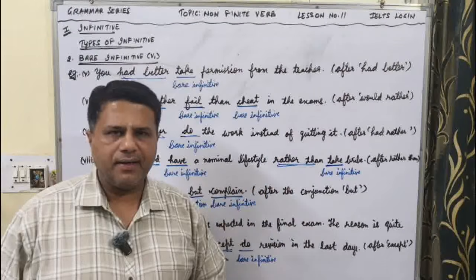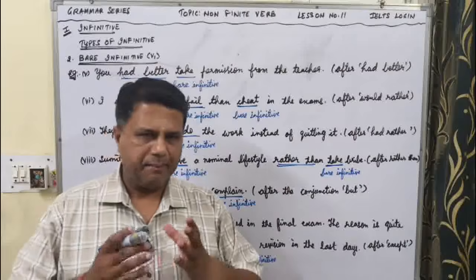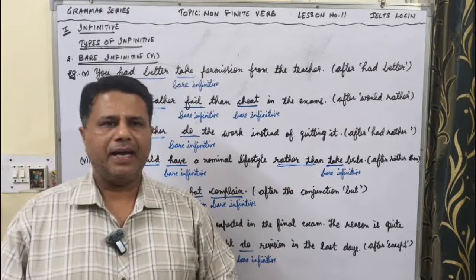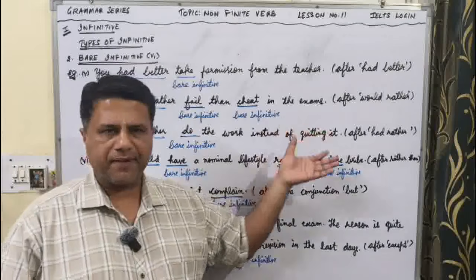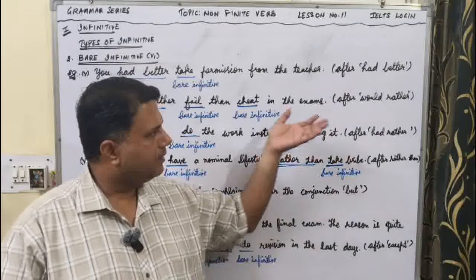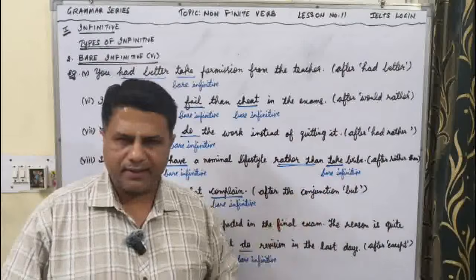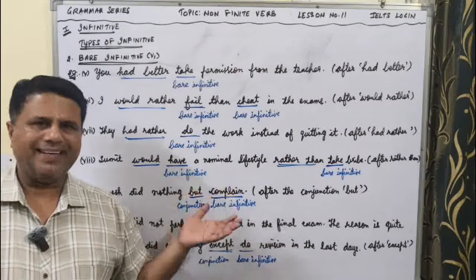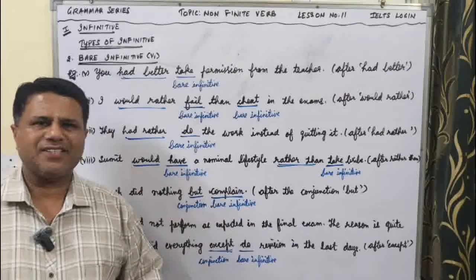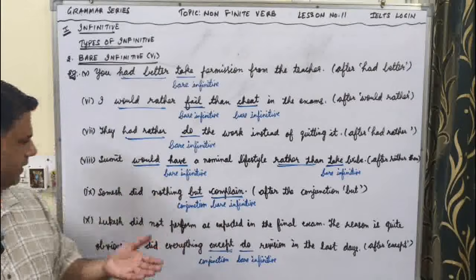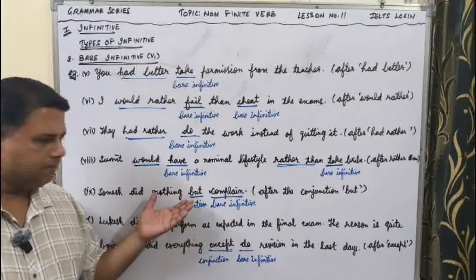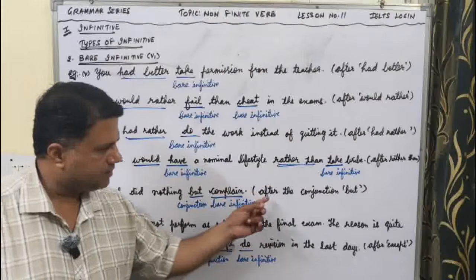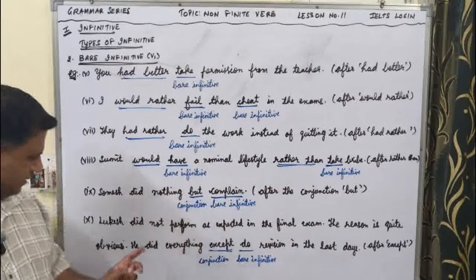Students, we have done 4 examples where bare infinitive is used after modal auxiliary verb, and 4 examples after the expressions like had better, would rather, had rather, or rather than. Now the next 2 examples are related to conjunction, like but, except. After this also we can use bare infinitives. Sumesh did nothing but complain. But is conjunction and complain is bare infinitive. So after the conjunction but.